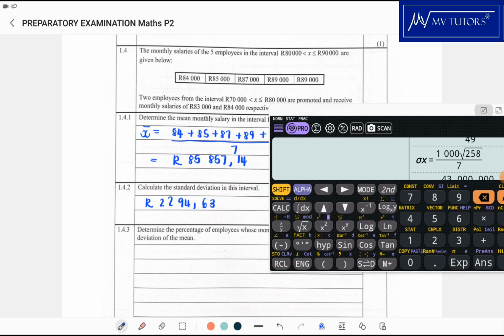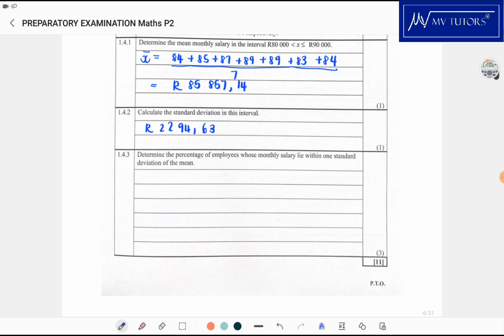Okay. Now it says, determine the percentage of employees whose monthly salary lie within one standard deviation of the mean. So you know how to do this, right? One standard deviation, we're going to say our mean plus the standard deviation, and then the mean minus the standard deviation. So our mean is 85,857.14.